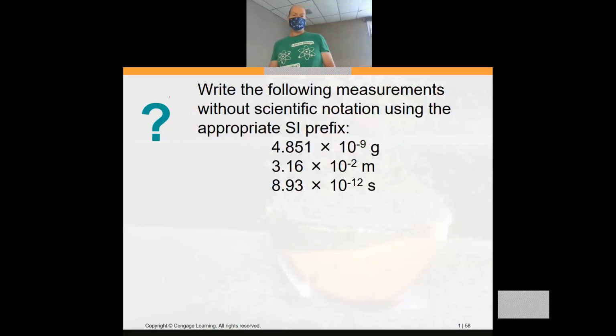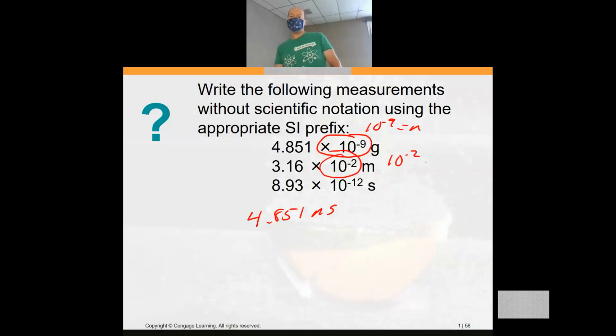All right, write the following measurements without scientific notation using the appropriate SI prefix. All right, so again, if you have the chart memorized, you know that 10 to the minus 9 is equal to n. And so this is simply 4.851 ns, nanoseconds. If you have 10 to the minus 2 memorized, that is equal to c. And so you have 3.16 cm.